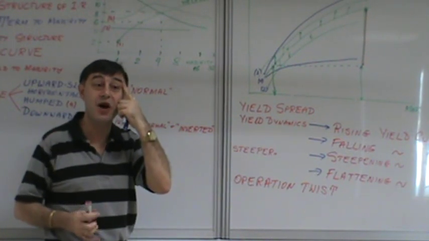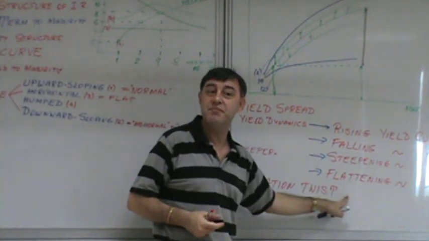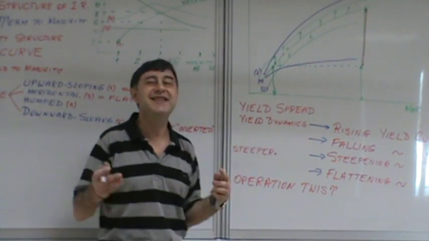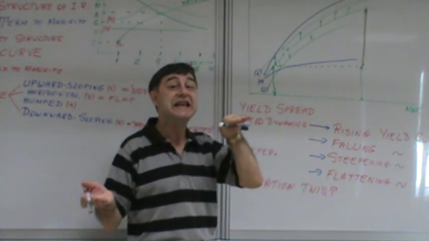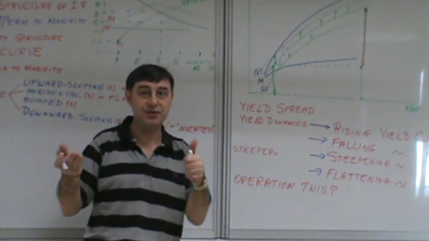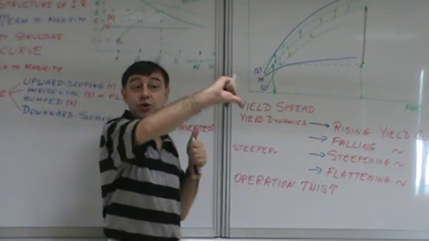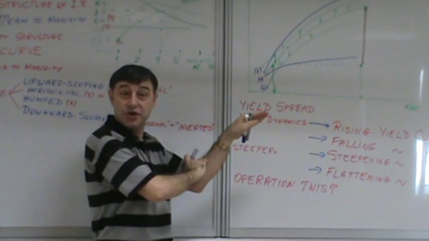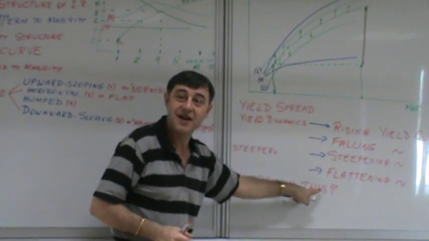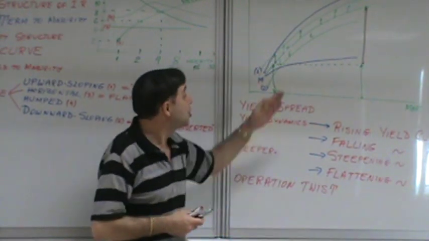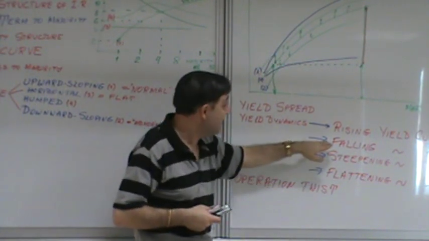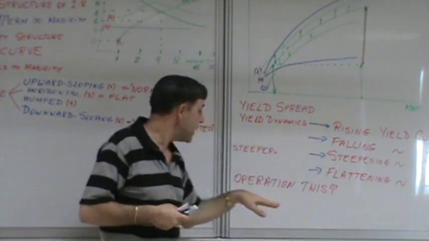And now let's explain what operation twist means. Operation twist means buying long-term bonds. Well, they said that in an operation twist, they're going to be selling short-term bonds and buying long-term. So when you sell short-term bonds, you will push up the short-term interest. And when you buy long-term, you're going to push down the long-term interest. And what an operation twist does is actually twist the yield curve by making it flatter. So operation twist is a central banking policy to make the yield curve flatter, okay? Usually associated with making it fall and flatten. And that's what operation twist is.